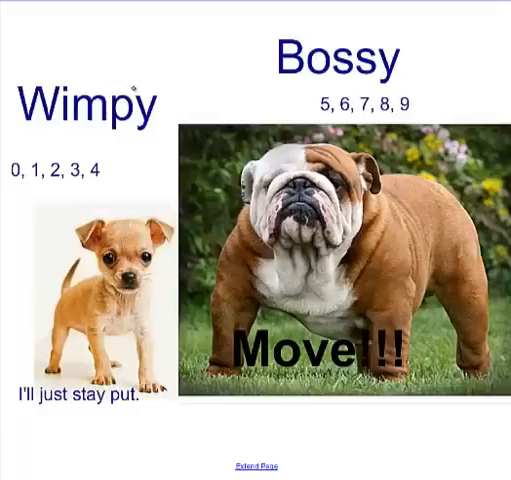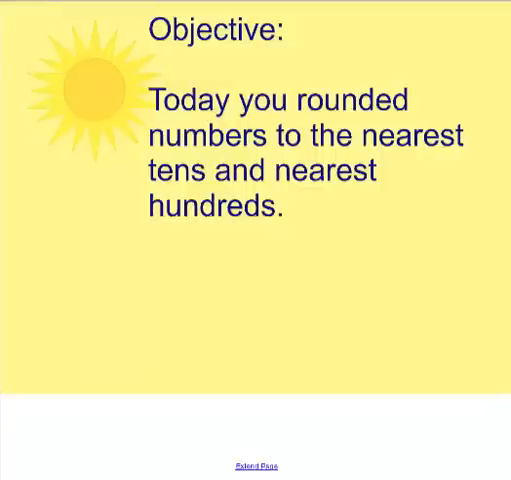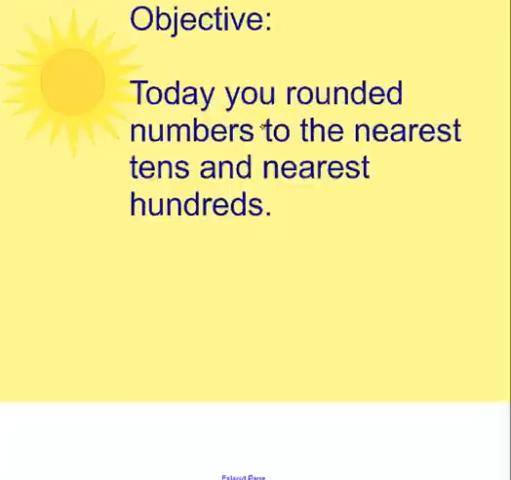Okay, once again, let's go back and look at wimpy. If the number to the right of the digit that you're asked to round to is a 0, 1, 2, 3, or 4, he's a little scared, so he says, I'll just stay put. But if the number to the right of the digit you're rounding is a 5, 6, 7, 8, or 9, he's bossy, and he says, move it. So you've got to move up to the next number. Today, you rounded numbers to the nearest tens and nearest hundreds.